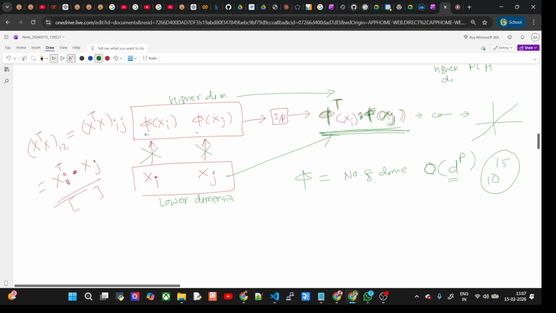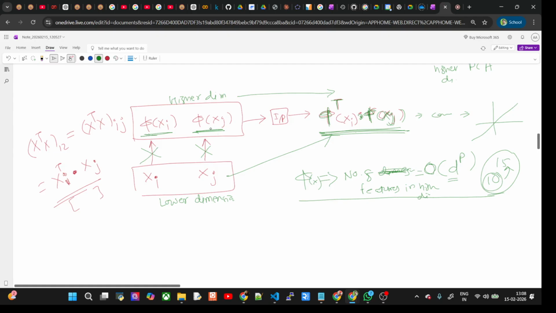So instead of calculating phi of xi and phi of xj, which, as we have seen, means you need to calculate the number of features in the higher dimension, that is having complexity O of d raised to 15. So 10 features and you want a 15th power relationship, that's like chaos, you can't do that. So we don't want to do this phi of xi and xj calculation.